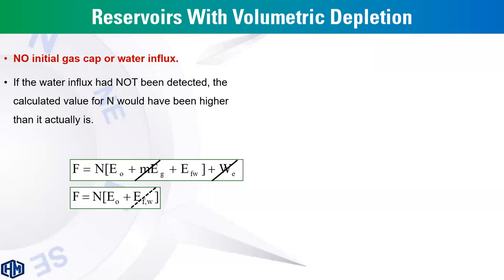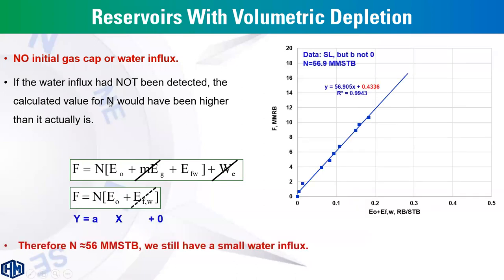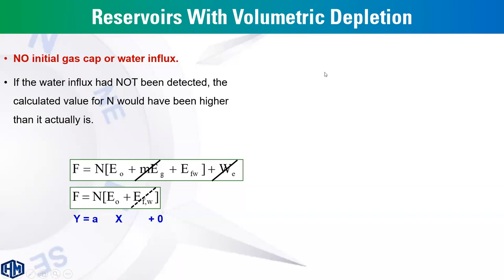So as an example, we have this reservoir. We have a volumetric depletion reservoir, no gas cap, and no water influx. So if we look at this general equation, ignore M because we have no gas cap, and ignore WA, no water influx. So this will be the modified equation for this case. If we ignore the compressibility of formation water, this is the total equation. We have F equals N Eo.